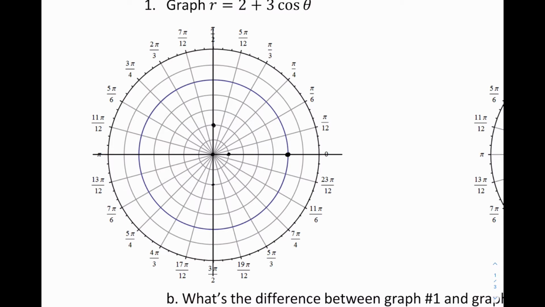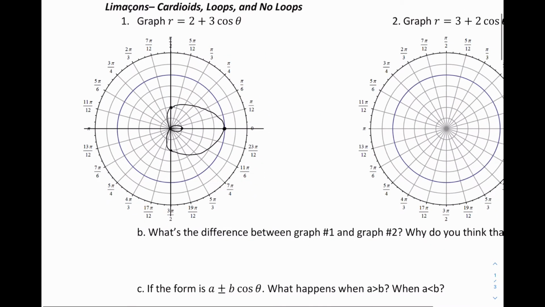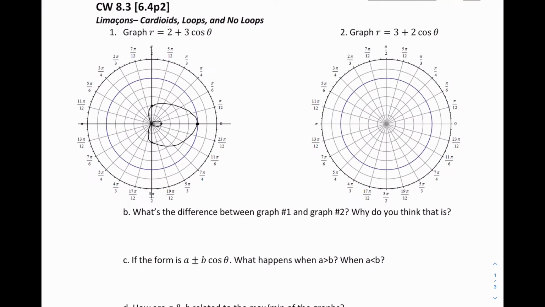1 and 2. Okay, let's try to draw it. So very similar to the cardioid you worked with in the last lesson, except there's a loop right there. Okay, so there's our first graph right there. Okay, quite interesting. Now let's look at the next one.